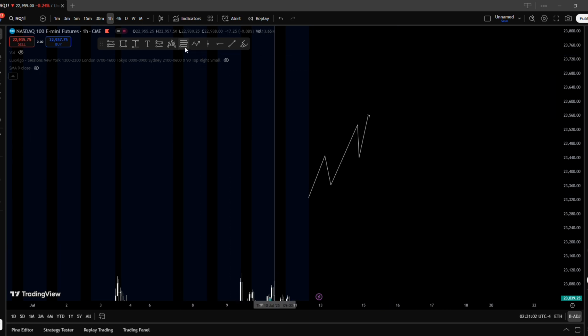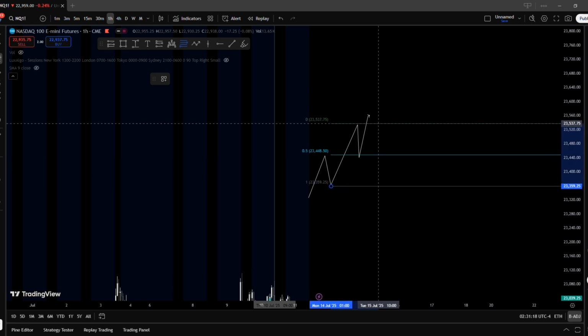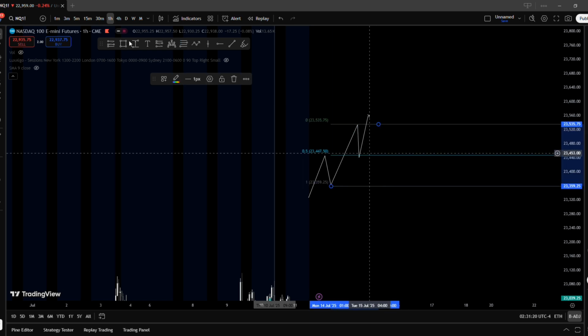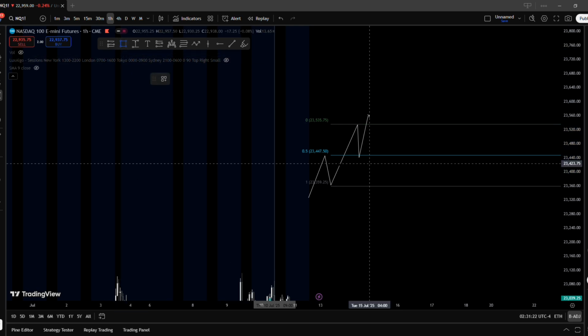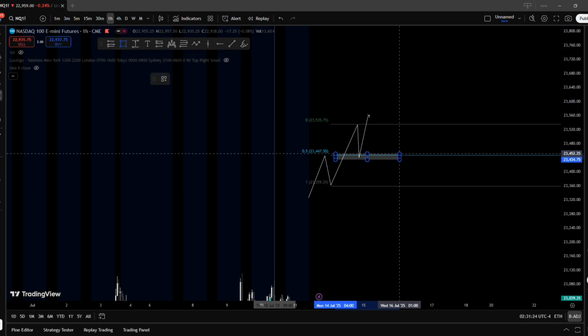If we get a bullish or bearish market, and you got a good range from here, you can use this Fibonacci retracement tool to measure the 0.5 area from this low to this high. When we measure that, we will get the 0.5 area. You can use this Fibonacci retracement tool to measure the 0.5 area.